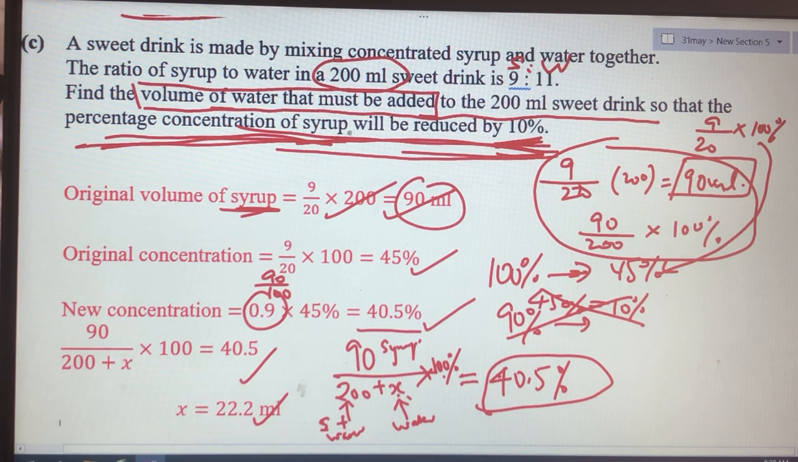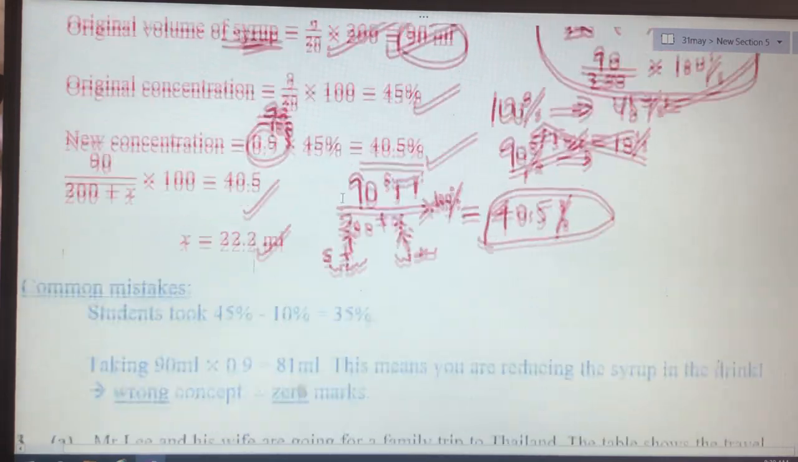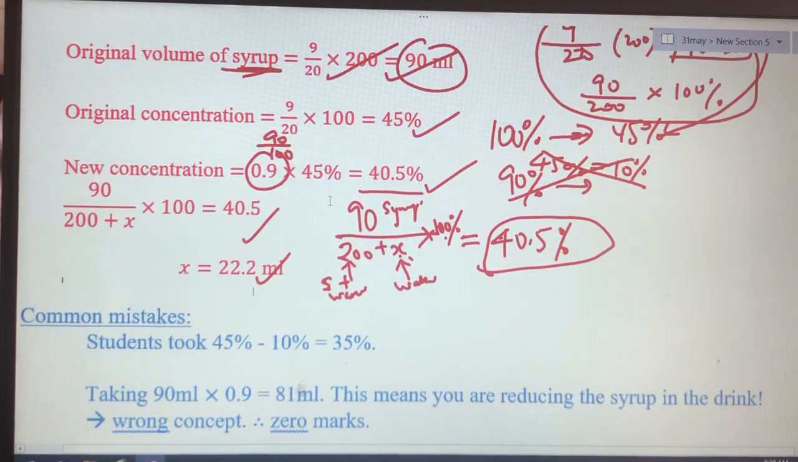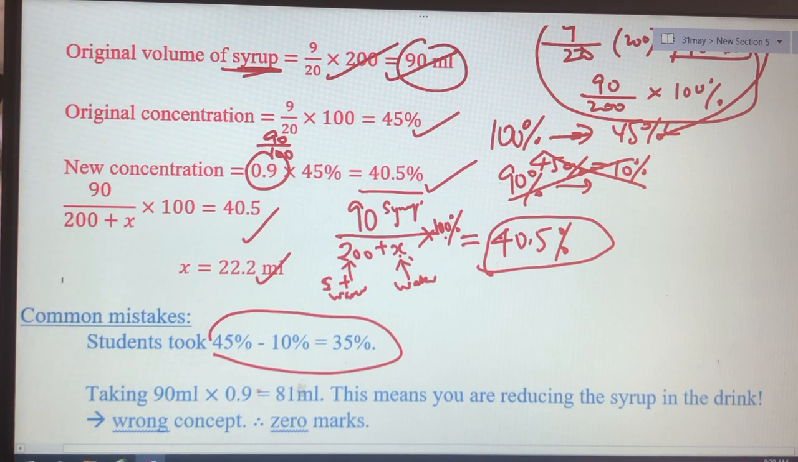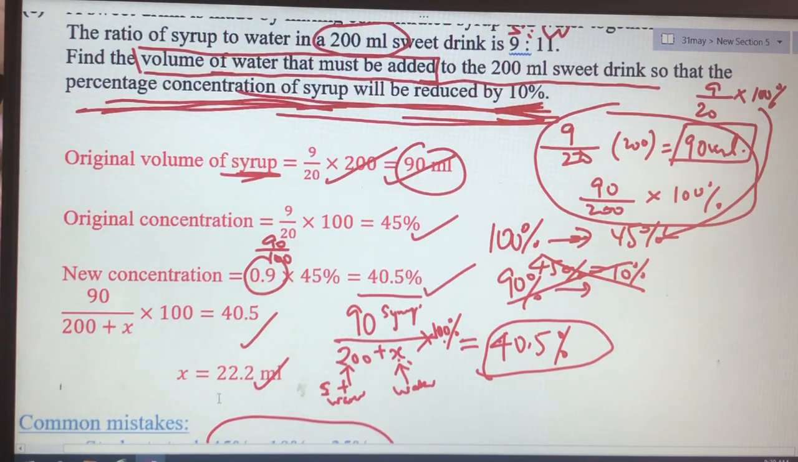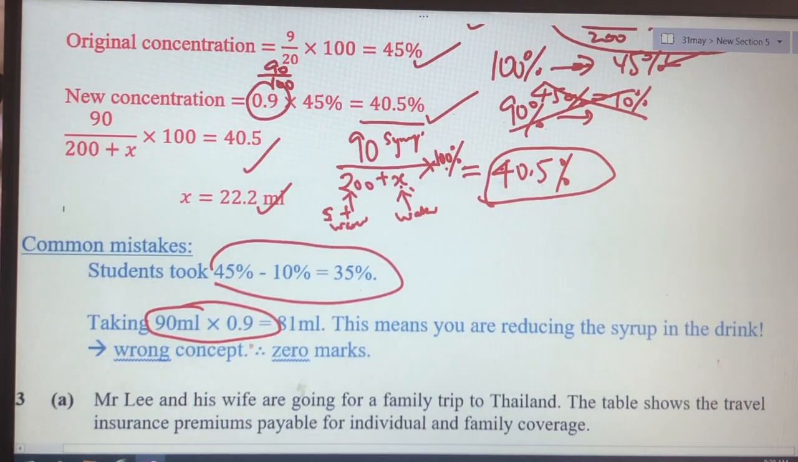Now, you need to be very clear about percentages because every year they like to test reverse percentages. So the common mistake is a lot of students use this, which is wrong. Then they take 0.9 of this one. This one, no. When you take 0.9 times this original, you are actually saying that you're reducing the amount of syrup. So the concept is wrong, 0 marks.